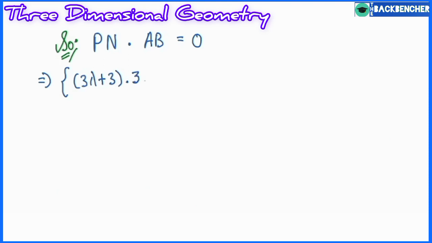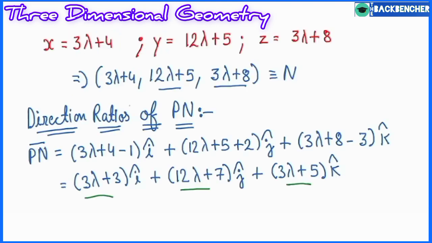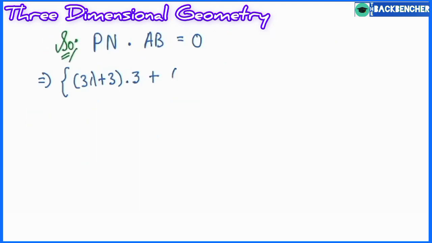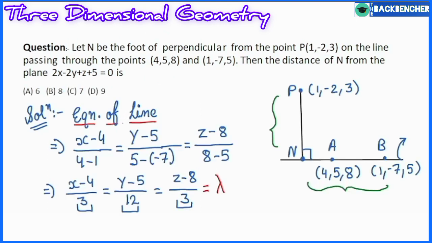I have already highlighted it. Just see the lower part. So that is 3. So that is multiplied by 3 plus. Now just do the same process with the y coordinates also. Tell me what is the y coordinate of our line Pn. That is 12 lambda plus 7. You can see it here. So just write it, 12 lambda plus 7 here. And what is the y coordinate of the direction ratios of the line AB? That is 12. You can see it here. So just write 12 here.